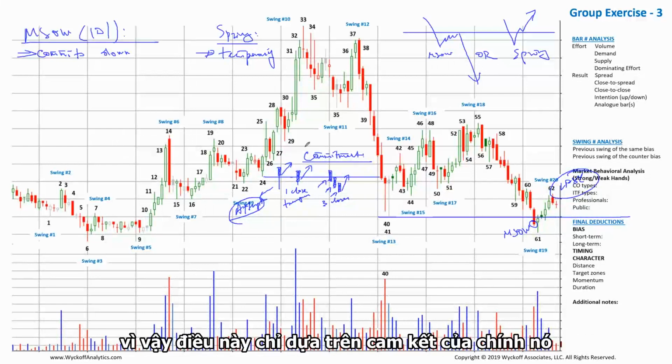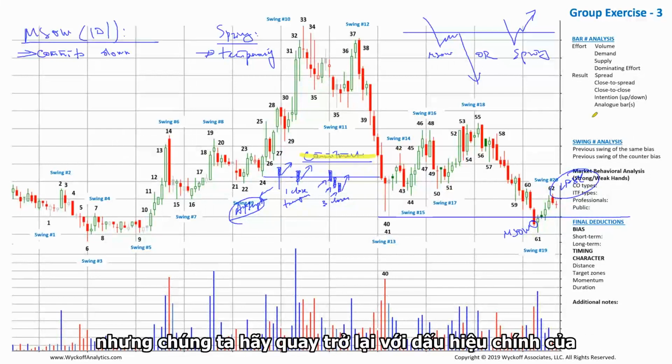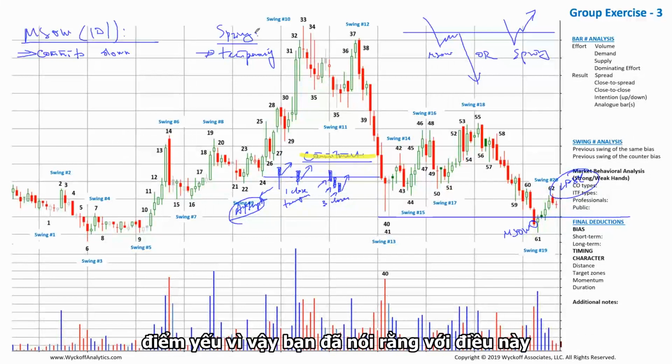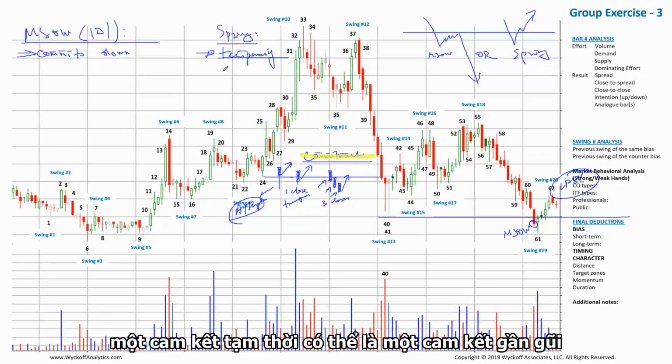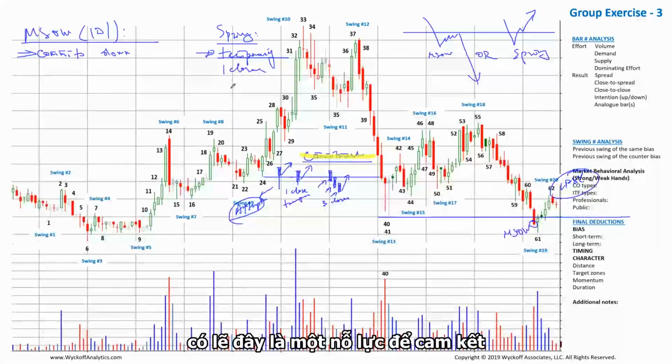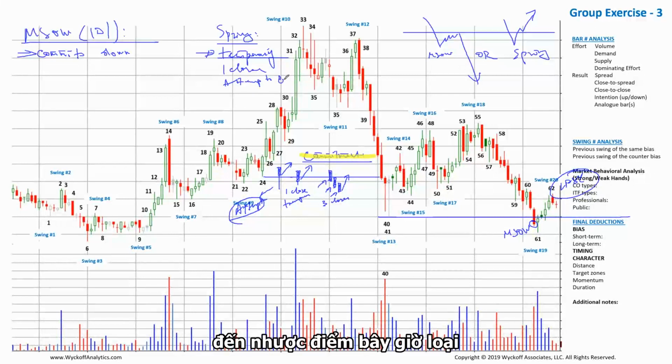So this is just on the commitment itself. But let's come back to the major sign of weakness. You said that with this spring, we are going to have somewhat of a temporary commitment. Maybe one close, maybe this is an attempt to commit to the downside. Now, what kind of commitment to the downside would we have with the major sign of weakness?